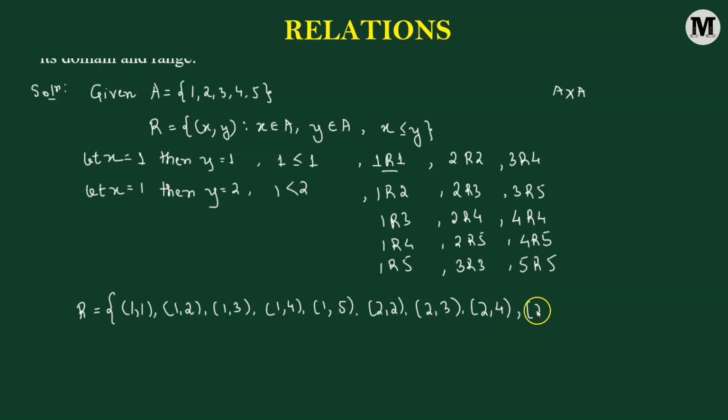Then we have (2, 5). We have (3, 3). Then we have (3, 4). Next we have (3, 5). And then we have (4, 4) and (4, 5). And finally one more ordered pair, which is going to be (5, 5). So this is the relation R expressed in terms of its ordered pairs.